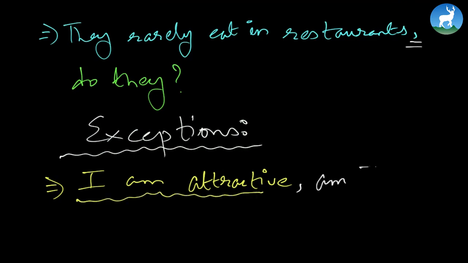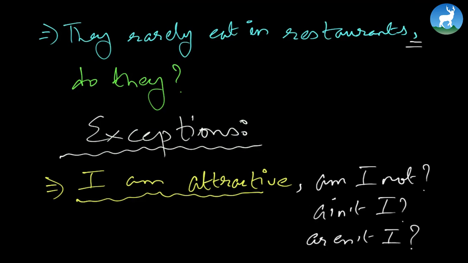Can we write amn't I? Can we write aint? Or is it aren't I? So in this case, we go with the third option, that is aren't I? I'm attractive, aren't I? Which is the correct one.